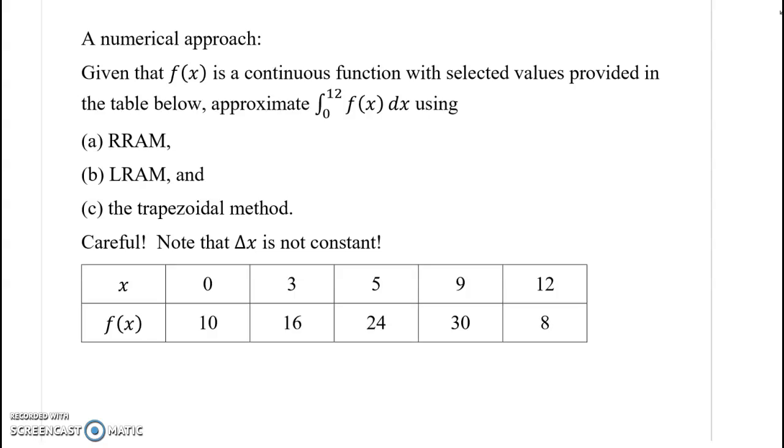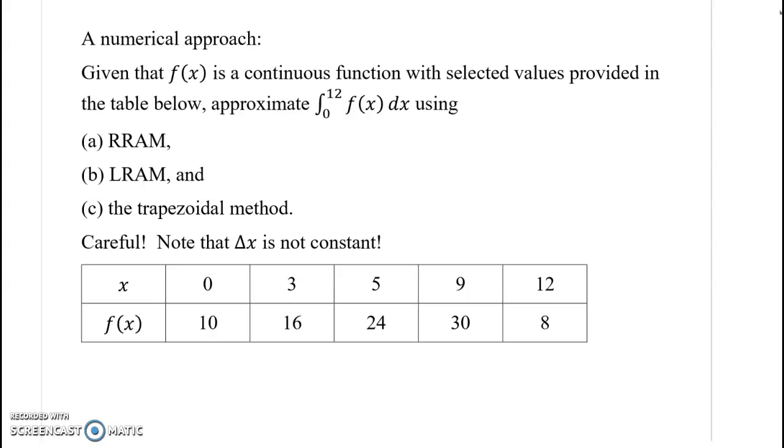But really what we're looking at here is finding an approximation of the same value 3 different times, and we're going to use the 3 different methods that are possible here. Notice the RRAM and the LRAM and the trapezoidal methods are the 3 methods we're using. Why aren't we doing a midpoint? Well, with a table of values, it becomes very difficult to do midpoint.